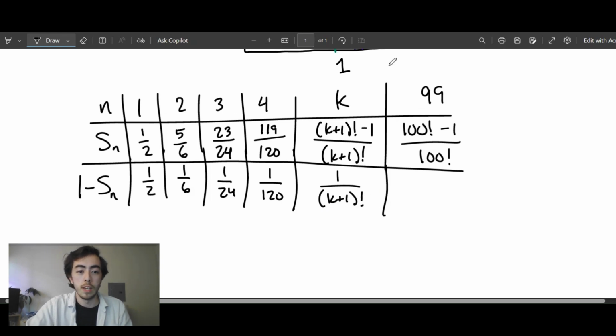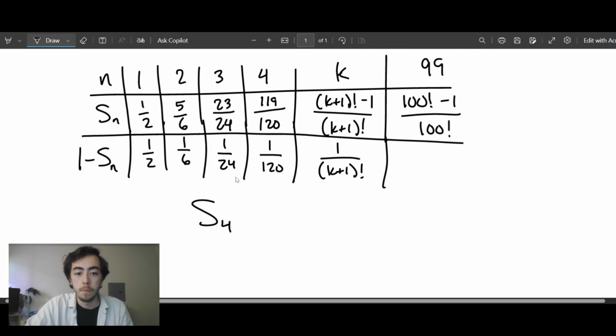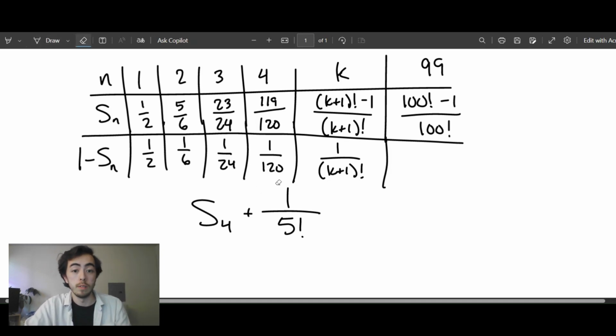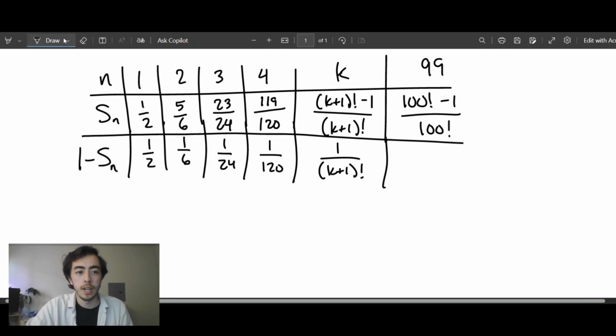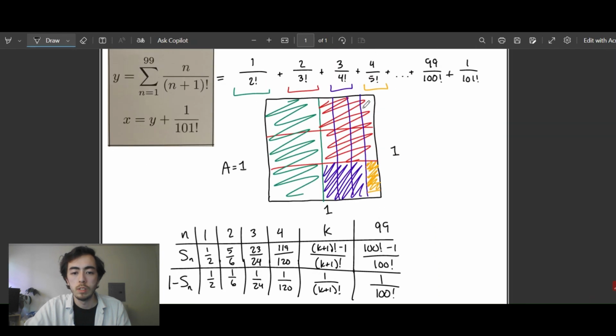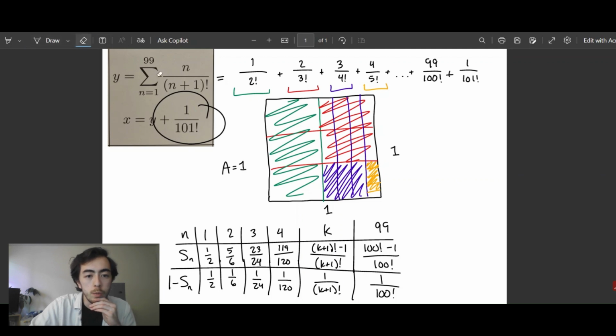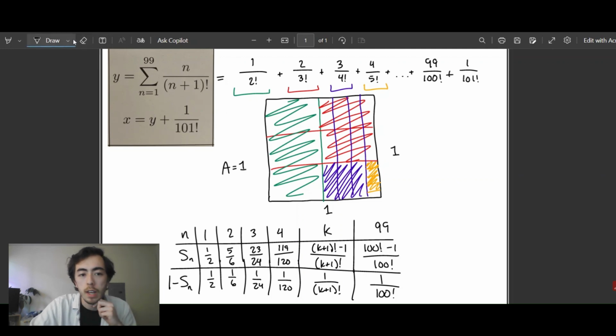So that means, say for the fourth partial sum, if I just add 1 over 5 factorial, that's this number right here, I have now reached the number 1. So for step 99, I should add 1 over 100 factorial, and that will get me to the number 1, which is weird because we're adding 1 over 101 factorial instead of this one that I came up with.